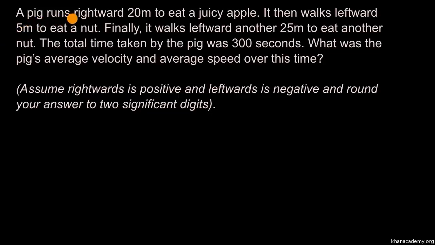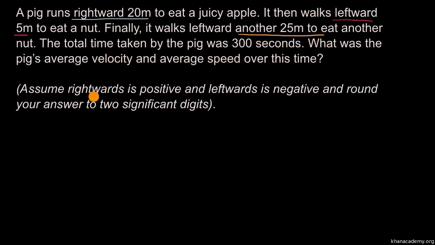We are told a pig runs rightward 20 meters to eat a juicy apple. It then walks leftward 5 meters to eat a nut. Finally, it walks leftward another 25 meters to eat another nut. The total time taken by the pig was 300 seconds. What was the pig's average velocity and average speed over this time?